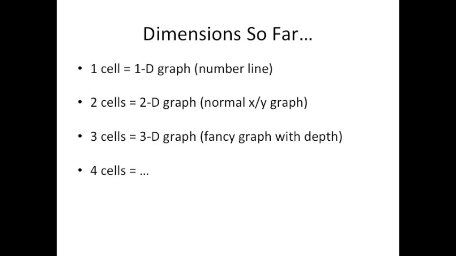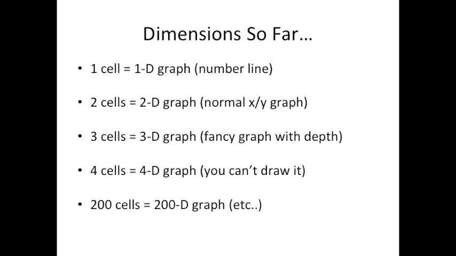What happens if we have data from 4 separate cells? You guessed it, we need a 4-dimensional graph. The problem is, we can't draw that on paper. And if we had data from 200 individual cells, we'd need a 200-dimensional graph, and there's no way we can draw that. So the question is, are all of those dimensions super important, or are some more important than others?